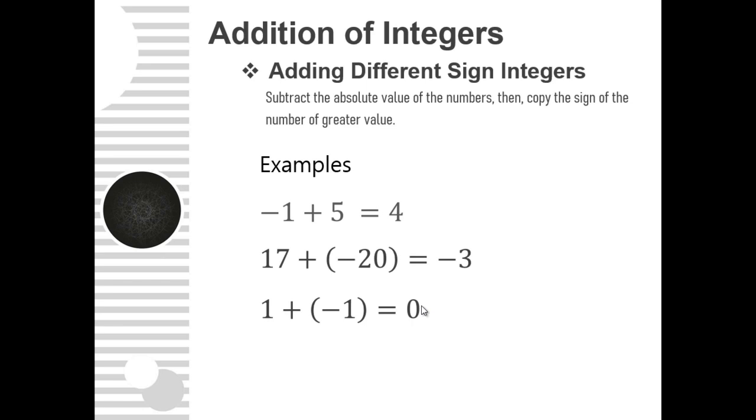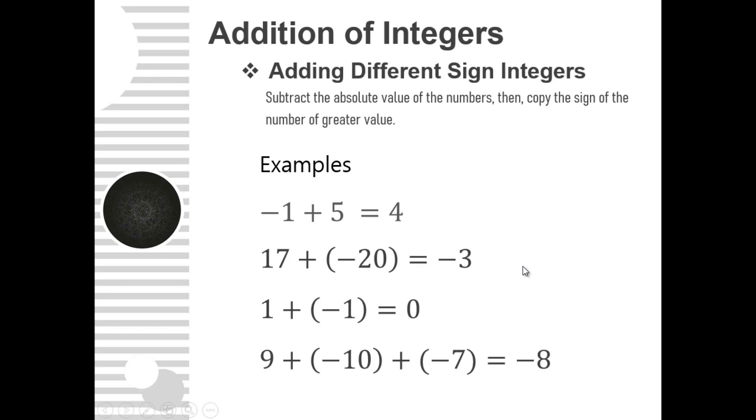How about if there are three numbers with different signs? Let's say for example, 9 plus negative 10 plus negative 7. The answer is negative 8. How? Where does negative 8 come from? 9 plus negative 10, we subtract because they have different signs. 10 minus 9, that's 1. The bigger is negative, so negative 1. Negative 1 plus negative 7, same sign, so add. That's 8, and the sign is negative.